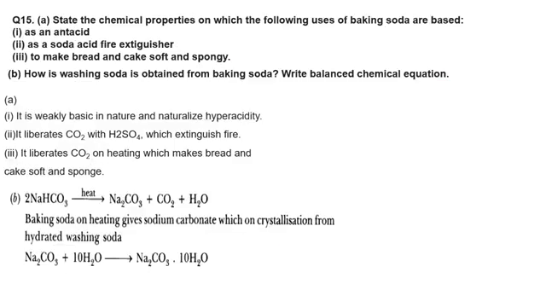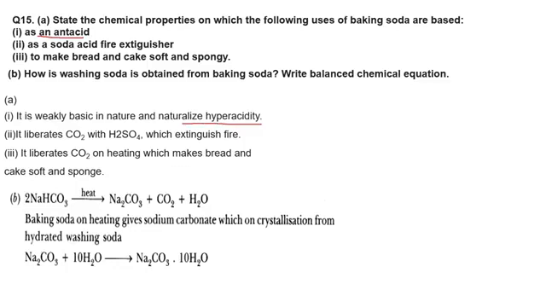Question number 15. State the chemical properties on which the following uses of baking soda are based. An antacid. Baking soda can be used as an antacid because it neutralizes the acidity, which is a problem due to the excess amount of acid produced in the stomach.